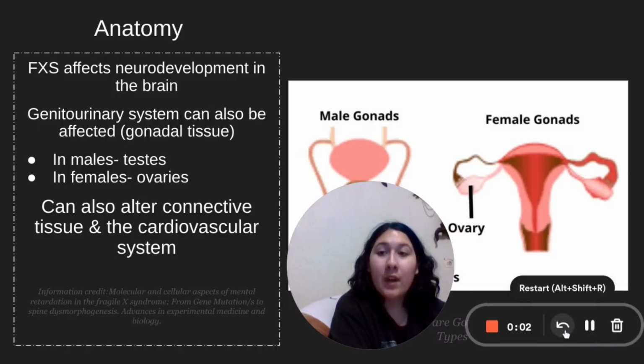Anatomy of the disorder. FXS affects neurodevelopment in the brain. The genitourinary system can also be affected. This includes gonadal tissue. In males, this is the testes. In females, this is the ovaries. This disorder can also alter connective tissue in the cardiovascular system.